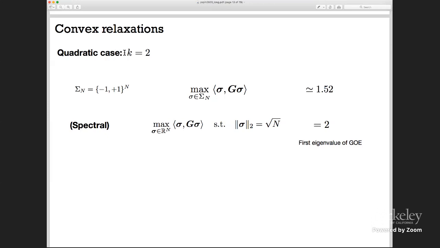So for instance, let's consider the quadratic case, which is k equal 2. This is just the Sherrington-Kirkpatrick model, and I try to compute this maximum. This maximum will be of order 1.52. I'll talk about this a bit later, but this is called the Parisi formula. One can do a spectral relaxation. We talked about relaxations this morning. For this particular problem, the spectral relaxation just relaxes the hypercube by the sphere of the same radius, and then this will be just the first eigenvalue of this matrix G, which is 2, right? So it misses by a constant factor the optimal value.